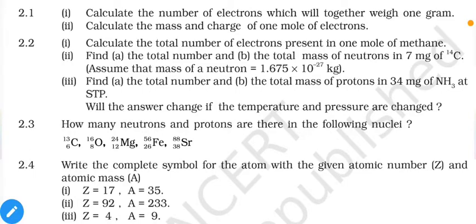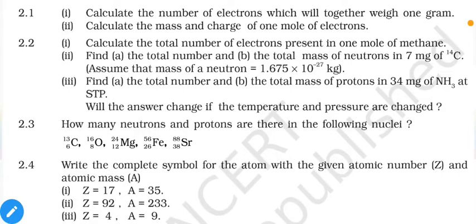And the second question asked is, will the answer change if the temperature and pressure are changed? So concentrate on the quantity of NH3. It is mentioned in milligram. The unit of quantity of ammonia is milligram, so it is a unit of mass. And as we know, temperature and pressure do not change the mass. So no change in the answer will be obtained if you change the temperature or pressure. That means STP mentioned here has no significance in the calculation.